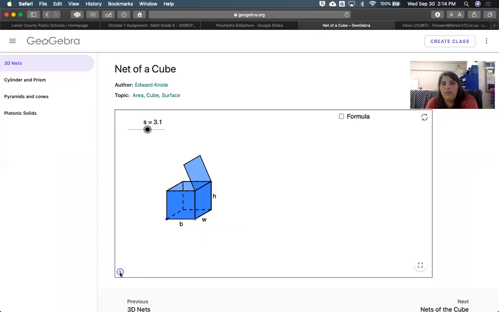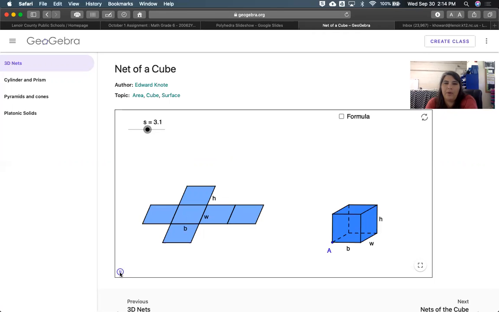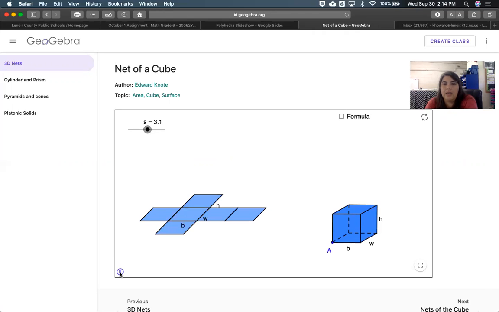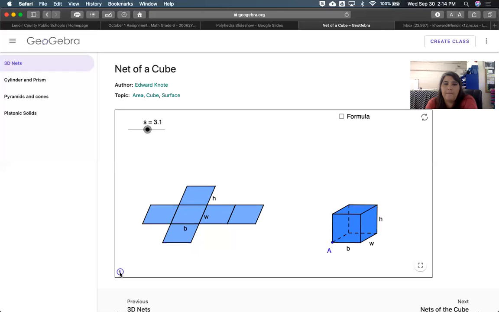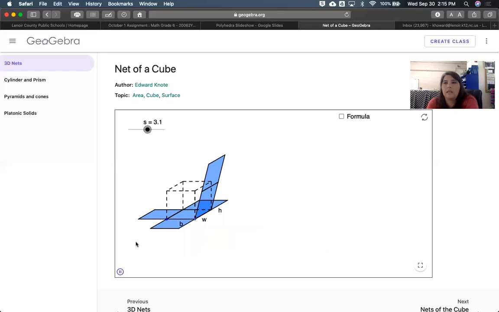When the cube is unfolded and laid out flat, it creates a net of the cube, kind of like wrapping paper. And you can see that the cube is made up of 6 squares, 6 identical squares. So looking at a net can help us to figure out what the surface area of a particular polyhedron is. All right, let's look at the next one.